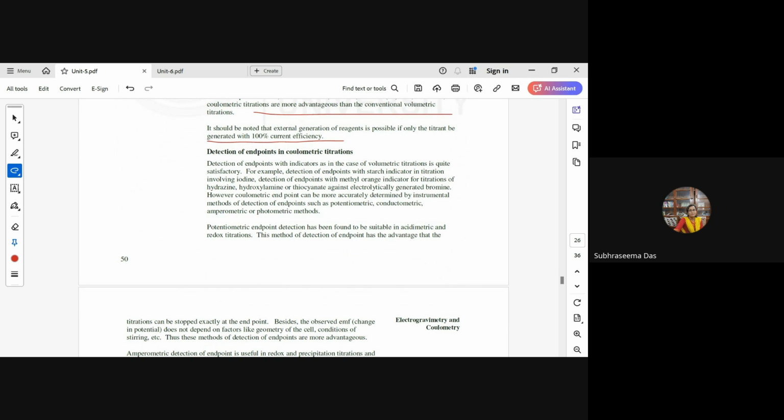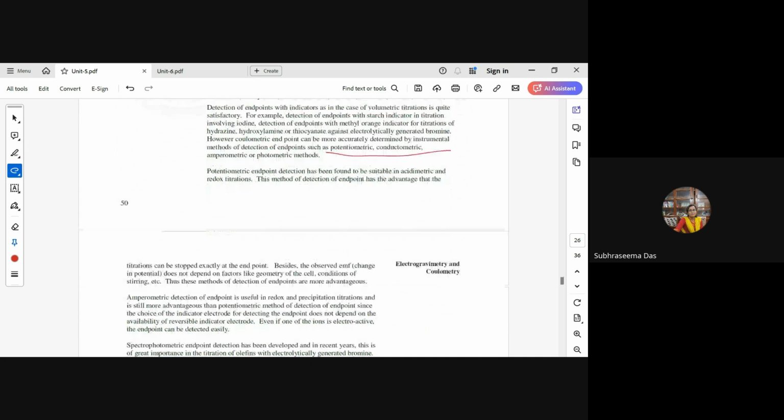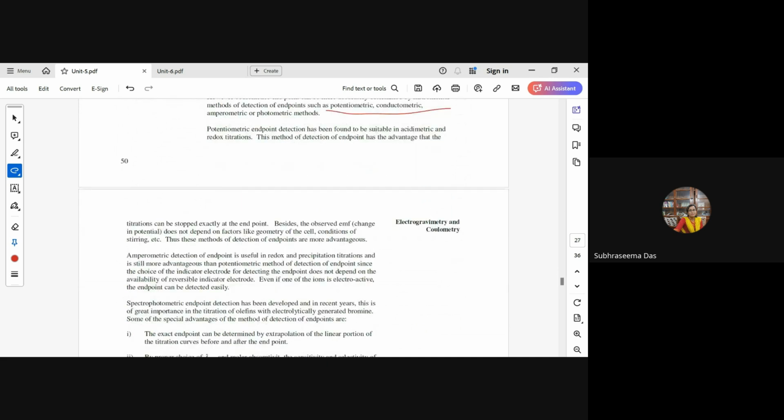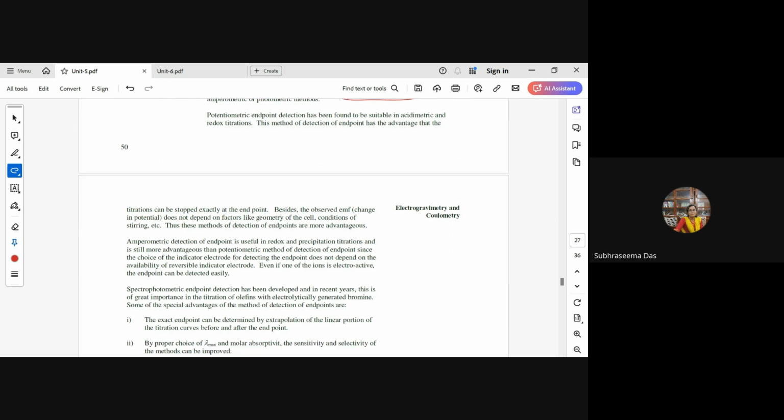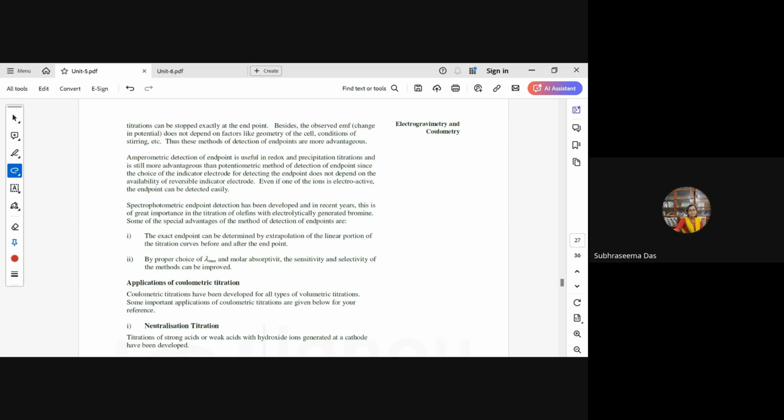However, the coulometric endpoint can be more accurately determined by instrumental methods of detection such as potentiometric, conductometric, and amperometric. The potentiometric endpoint detection has been found to be suitable in acidimetric and redox titration. The amperometric detection of endpoint is useful in redox and precipitation reactions.